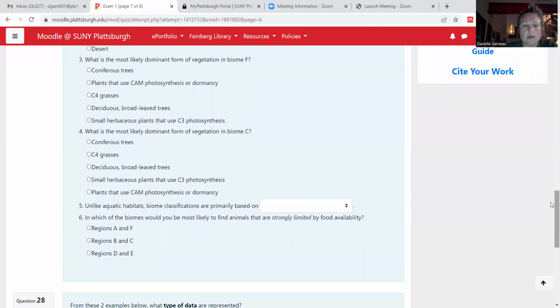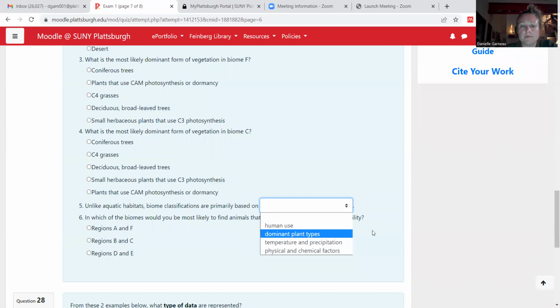Unlike the aquatic habitats, biome classifications are based primarily on, now remember, we talked about the three things that define a biome, but largely we said biomes are defined by the plants, right? Not by the animals or anything like that. What defines the plants are the soils, the precipitation, and the temperature. So the most appropriate answer here is the dominant plant type.